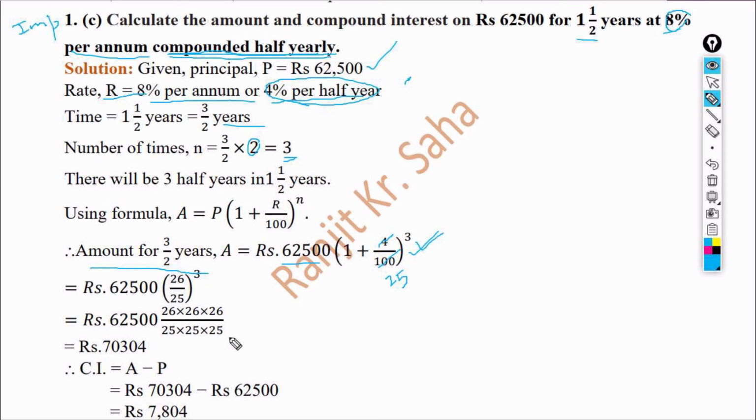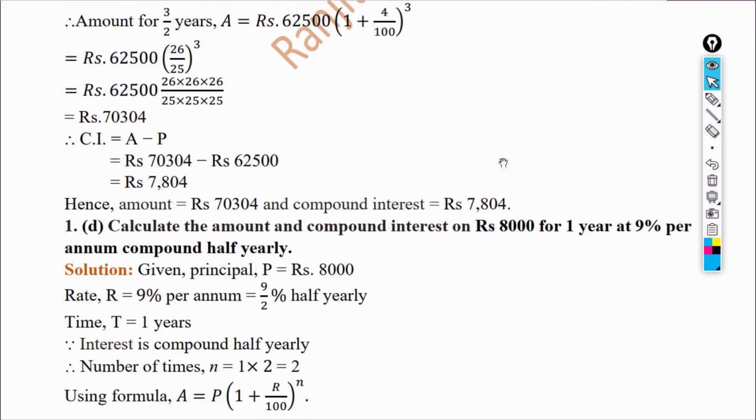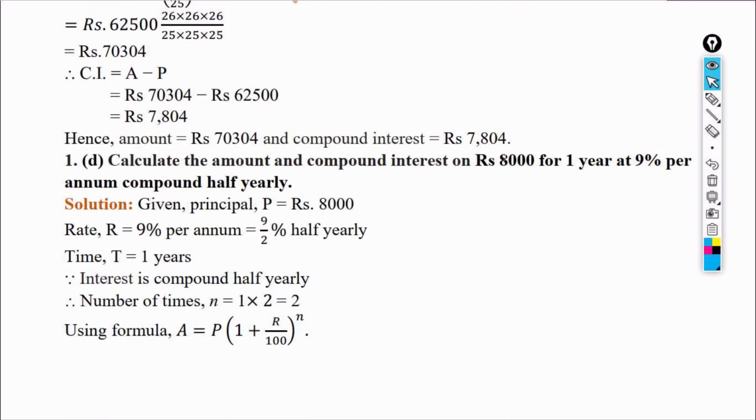62,500, and then cancel. After cancelling and multiplication you will get rupees 70,304. Next step, you have to find compound interest. You know that the formula for compound interest is amount minus P, and that is here 7,804.